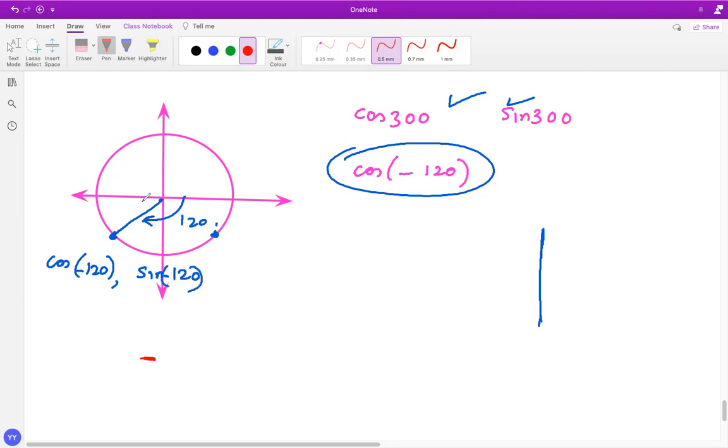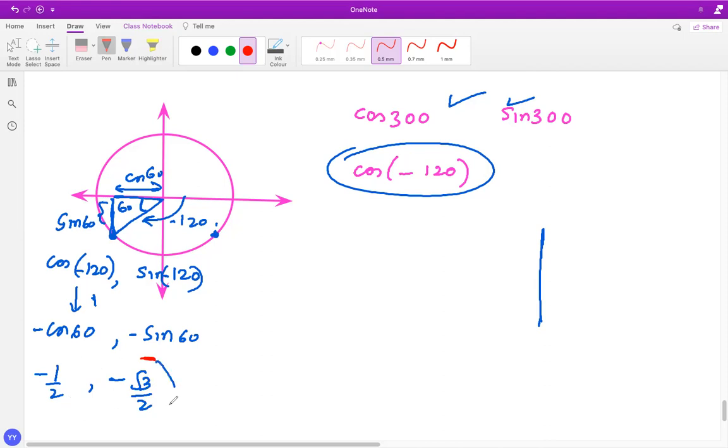To find this, I am going to use once again this base angle of 60 degrees. So this is the same as cos 60 and this is the same as sine 60. Blindly you can write down that cos negative 120 is the same as cos 60, and sine 60. But because x is negative and y is also negative, the ratios are negative. So negative half, comma, negative root 3 over 2. This is how you do the basic concept of the unit circle. Using the unit circle, you can predict the values for angles that are higher than 360 also.